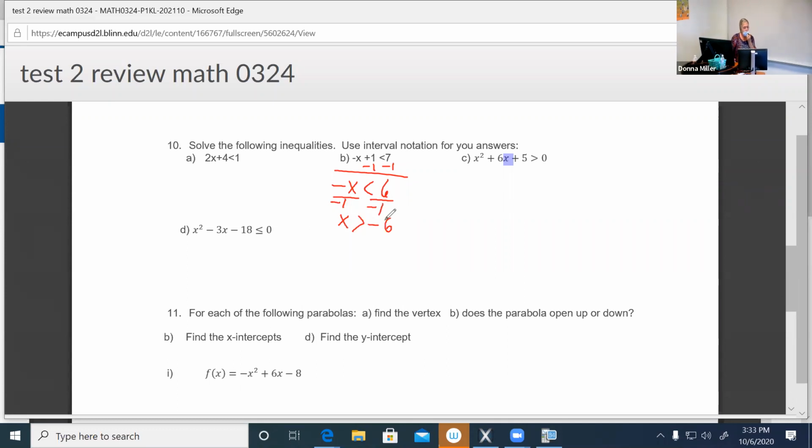Now, you want to give this in interval notation because that's how it's going to be on the test and the final. So, let's do a number line. Here's -6, going up to infinity, right? So my interval notation would be from -6 to infinity, round bracket because it doesn't have equal on it.